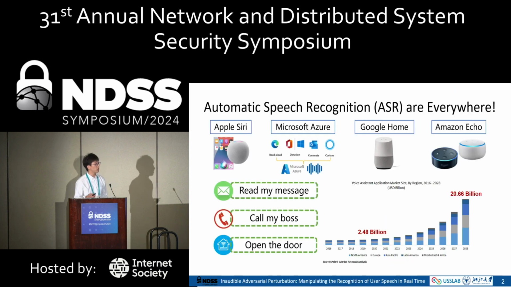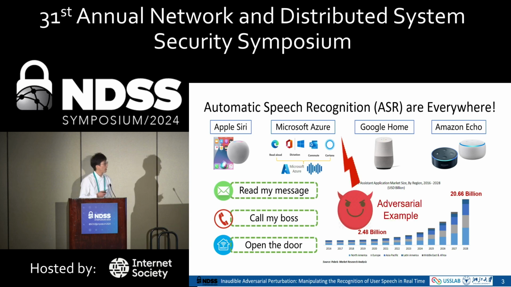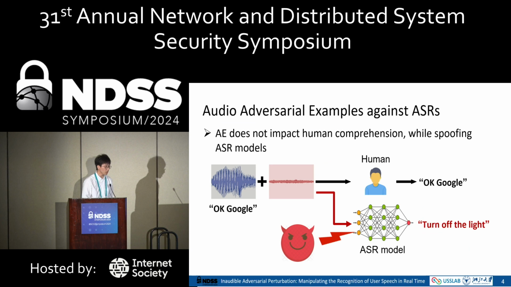Automatic speech recognition systems are everywhere. They are deployed in Siri, Azure, or Amazon Echo, and make our lives easier. They can listen to users' commands and recognize or execute them, for instance, even open a door. However, ASR systems have been shown to be vulnerable to adversarial examples. Audio adversarial examples are crafted by adding small perturbations onto a benign speech sample, which does not impact human comprehension, while it can spoof the ASR models to output incorrectly.